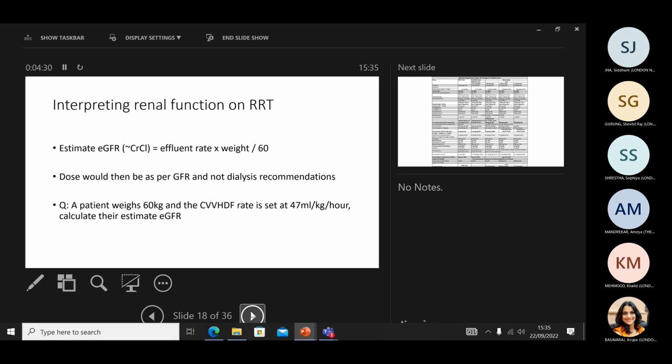So for example, a patient weighing 60 kilos, if the filter is set at 47 mils per kilo per hour, that 60 reflects 60 minutes per hour. You do 60 times 47 divided by 60, and their pseudo-creatinine clearance for us is 47 mils per minute. So that's telling us the drugs that are renally cleared will be cleared really well by the filter.